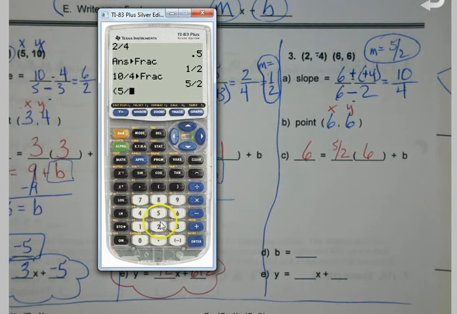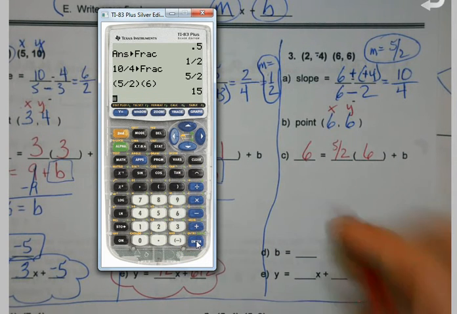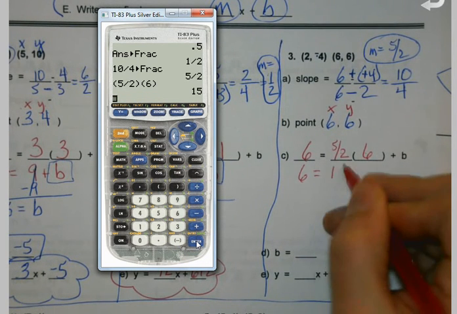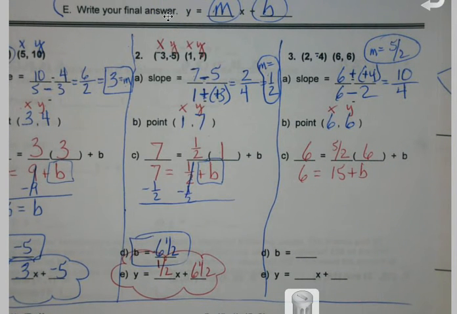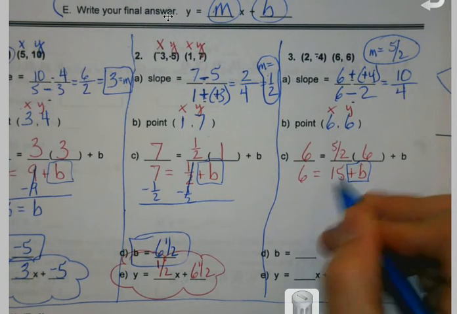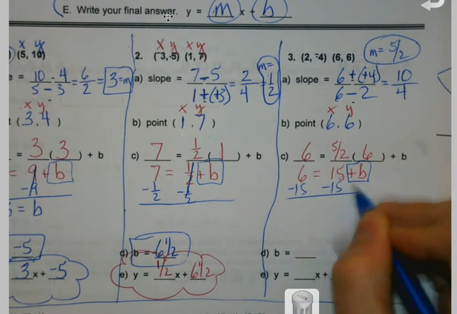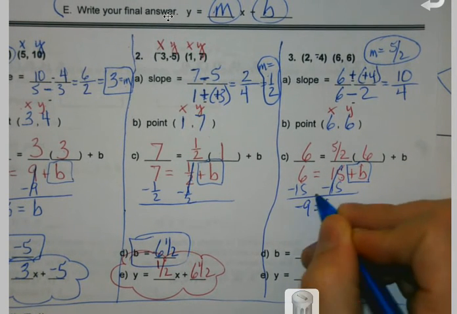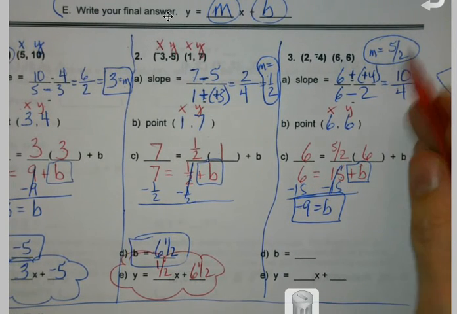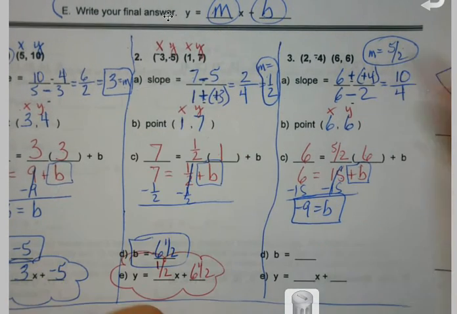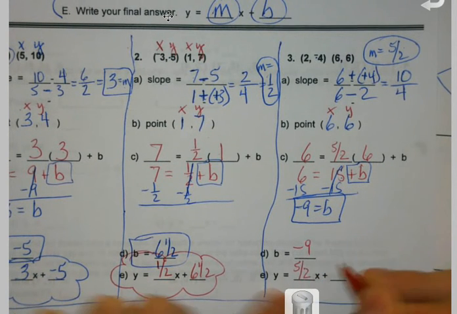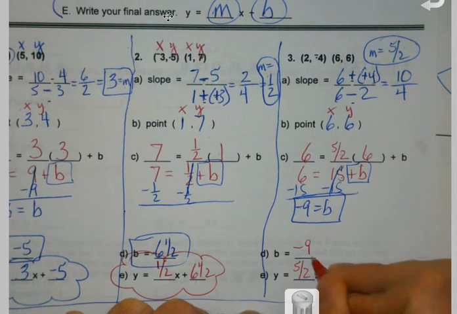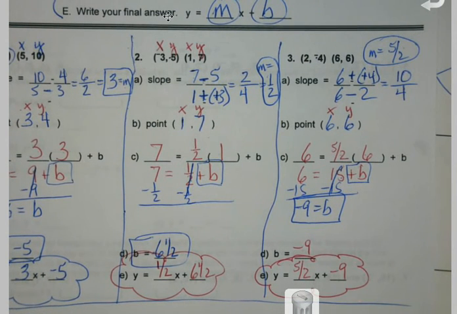If you're not sure, play with the fraction. Ooh, it even comes out nice. So 6 equals, these two multiply to 15 plus b. And just like we've been doing on the others, the opposite of a positive 15 is to do a negative. Got my b, got my m, plugging them into those two spots. y equals mx plus b. Answer.